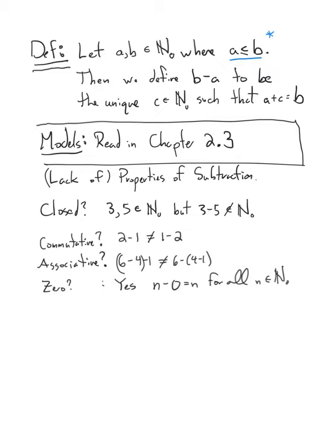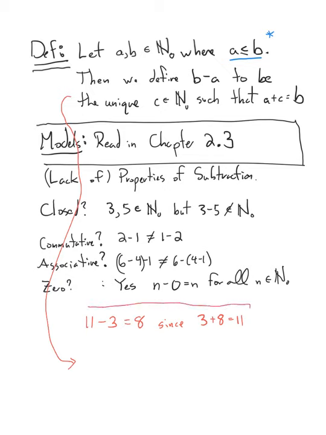And let me just do a quick example all the way down here. So 11 minus 3, well, we know that's 8, since I can take 3 and I add 8 to it, and I get, of course, 11. It's the only number that when I add to 3, I get 11. So that's how subtraction works, and we define it in terms of addition and inequalities.